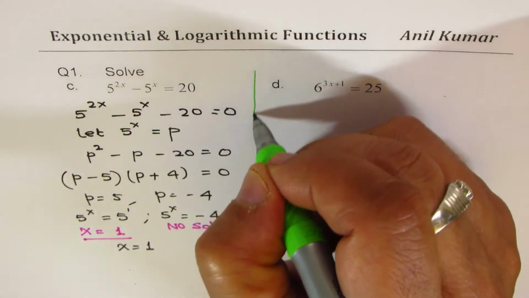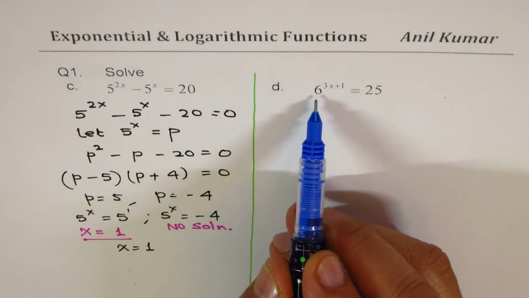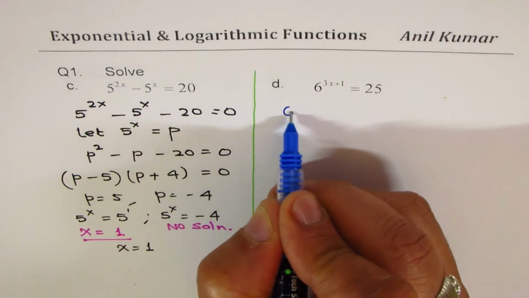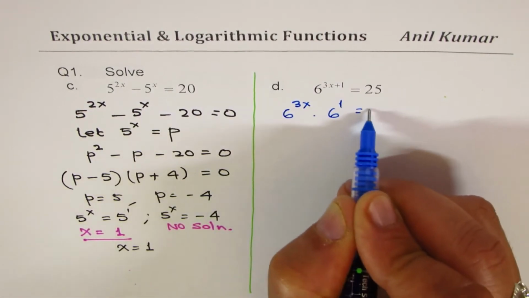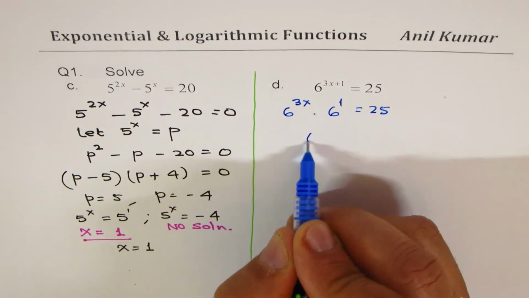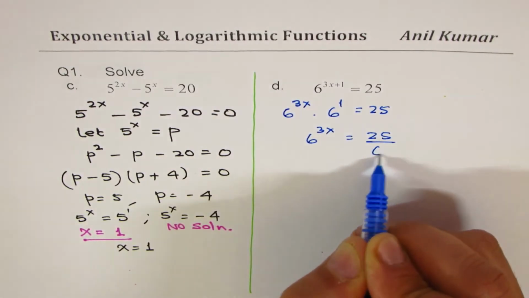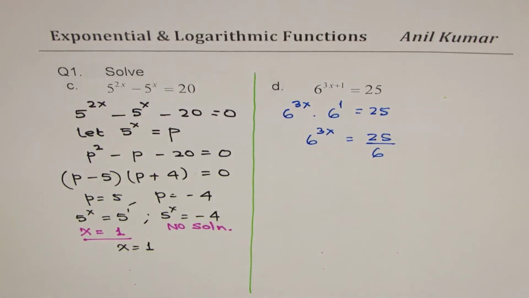The last question, part D, is very different from the previous two. The idea is to give you a variety. 6 to the power of 3x plus 1 equals 25. We could write this as 6 to the power of 3x times 6 to the power of 1 equals 25. That basically is 6 to the power of 3x equals 25 over 6. Now we do not have a common base. How should we solve this one?